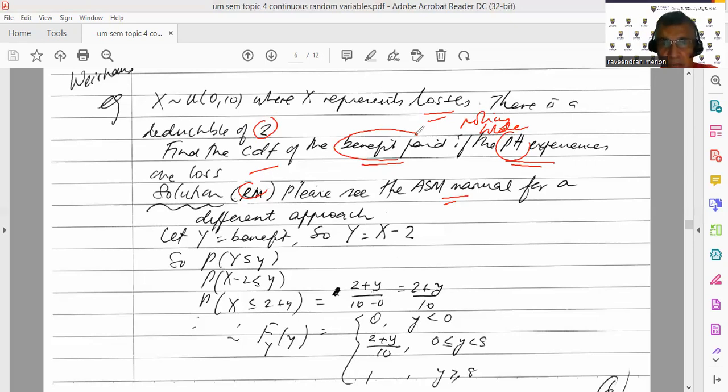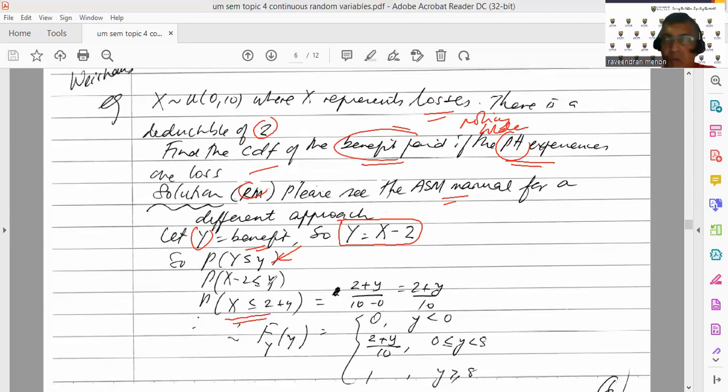The CDF of the benefit paid, right? So I'm calling Y the benefit. So the benefit will be what? Good. Remember, I told you it'll be the difference, right? Anything more than 2, it'll be the difference. So Y will be X minus 2. So we can do a little bit of transformation. We have learned how to do this before. So I will let you do that. Probability Y less than or equal to y will be probability X less than or equal to 2 plus y.